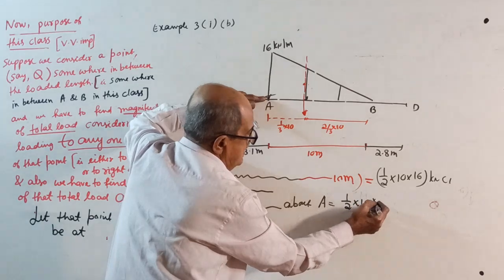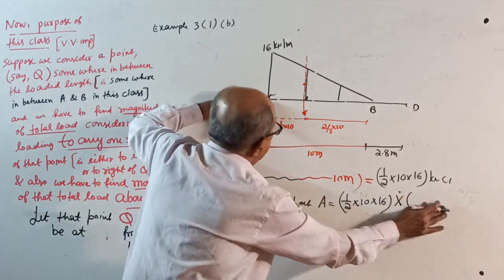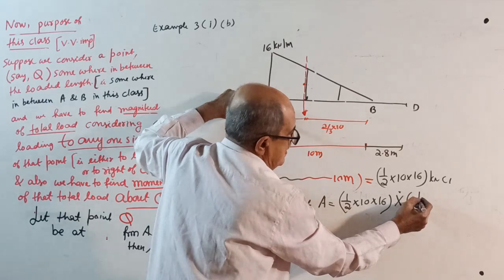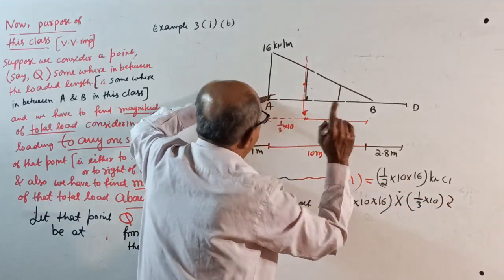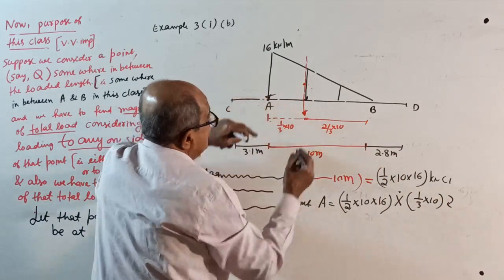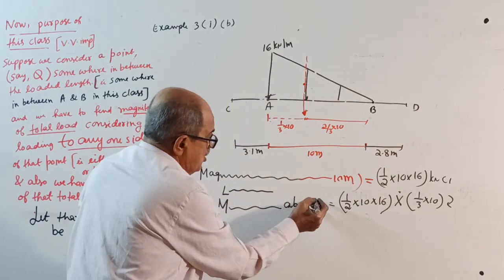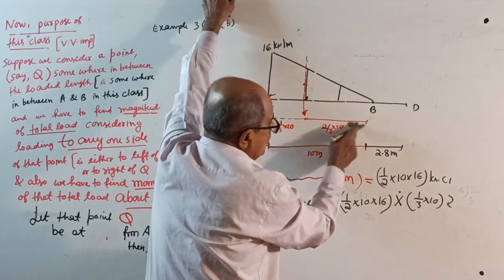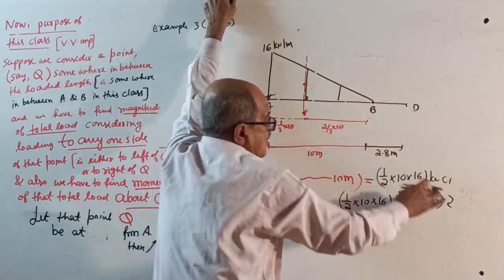Half into 10 into 16 is the total load, multiplied by 1 by 3 of 10. Answer: 10 kilonewton meter clockwise. Now, if you want the moment about B, once again, the same total load into not 1 by 3 but 2 by 3 of 10, anti-clockwise.